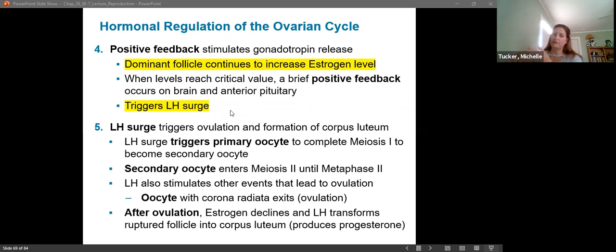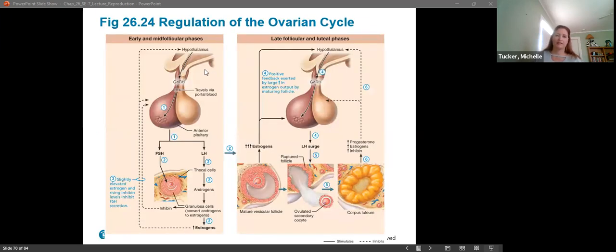They'll reform into the corpus luteum, but while they're doing that, estrogen declines again, and LH transforms the ruptured follicle into the corpus luteum, which is now going to start producing progesterone. Okay.